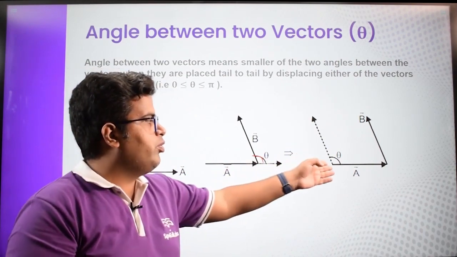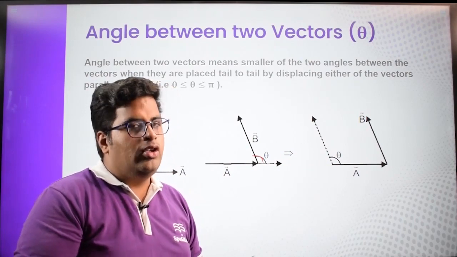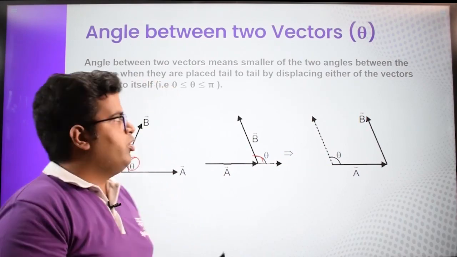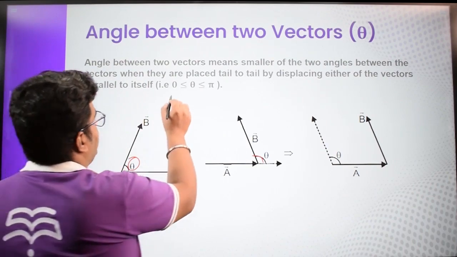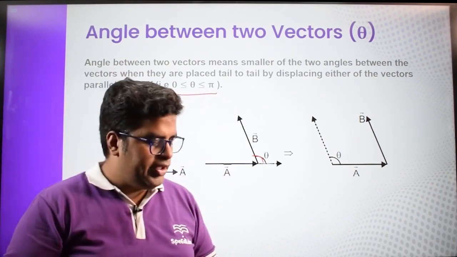Now this angle is going to look like this, so that is going to be obtuse. So that will be from 90 to 180. In general we can conclude that theta is going to be between 0 to pi. This is how we are going to calculate the angle between two vectors, right?